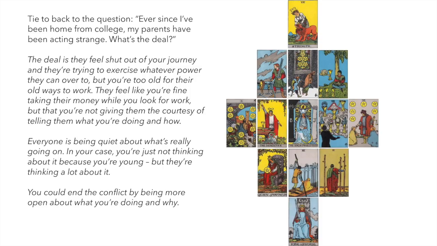And I think in this kid's case, he's doing it just because he's young and young people are thoughtless, but they're thinking a lot about it. So he could be the grown-up in the situation and end the conflict by being more open about what he's doing and why. So again, these are all the techniques that I used with the Marseille cards in the previous video, but I did the exact same thing, just with a different system, and you get similar results.